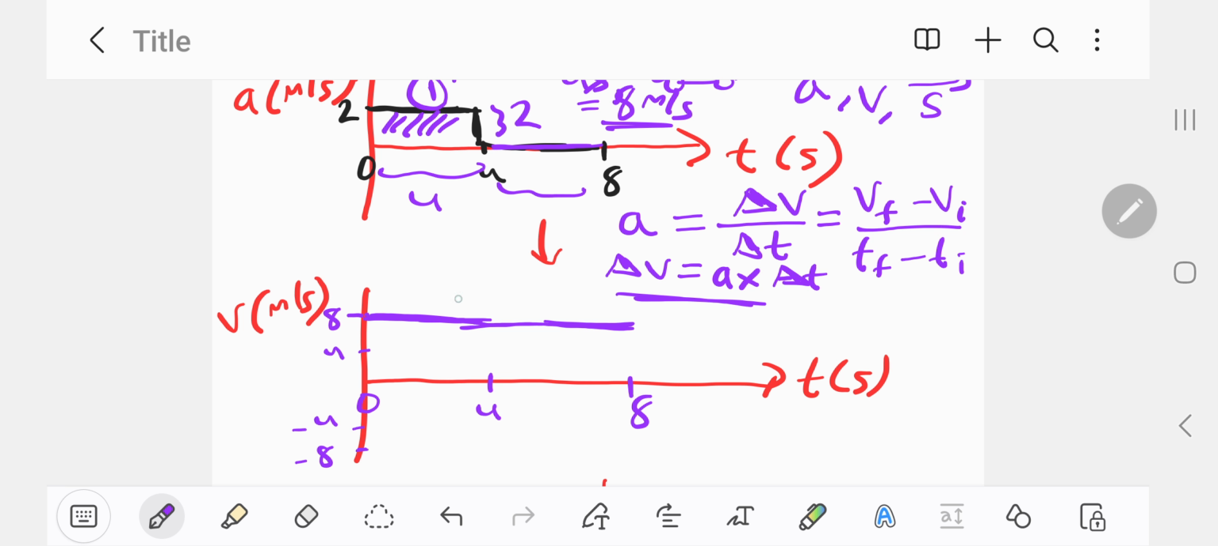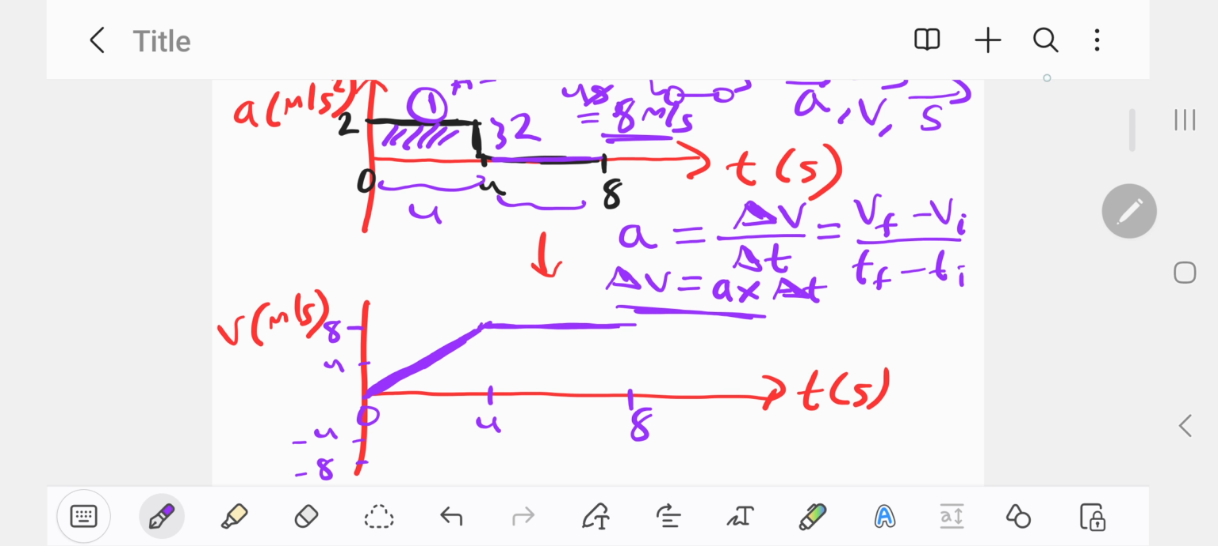Oh no, my apologies. No, it should be like this. Apologies for that. Yes, ignore what I did before. The reason being is because the velocity increases linearly in a straight line like this from 0 to 4 seconds, up to 8 meters per second, and then it stays constant at 8 meters per second. So from 4 to 8 seconds, if you recall, the acceleration was 0, which means the velocity is constant. So it's a flat line like that.